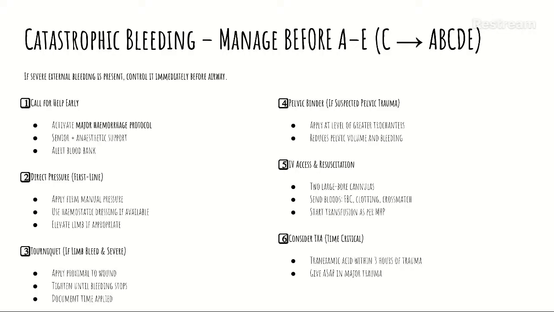And then, this is kind of part of your C in your A to E, but you're prioritizing C first, basically. You want to get 2 large bore cannulas in, and you want to be sending a full blood count, clotting, cross-match, group and save, etc. as soon as possible. You don't actually need these before doing the major hemorrhage protocol, because anyone just gets O negative blood because it's an emergency. So you don't wait for these results, but it's good because these people will probably need multiple transfusions, so it's good to have them sent off as soon as possible.